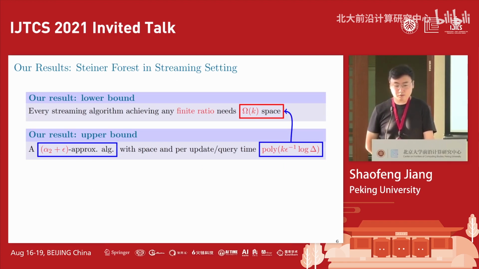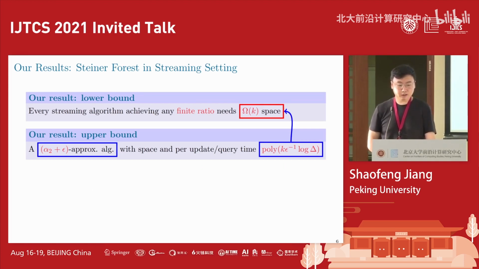Our result is both a lower bound and an upper bound for the problem. For the lower bound, we show that every streaming algorithm achieving any finite ratio requires omega of k space. Recall that k is the number of colors. A finite ratio basically means that you cannot distinguish between zero and non-zero cost using little o of k space. Okay, and we actually obtain a nearly matching upper bound in terms of space.